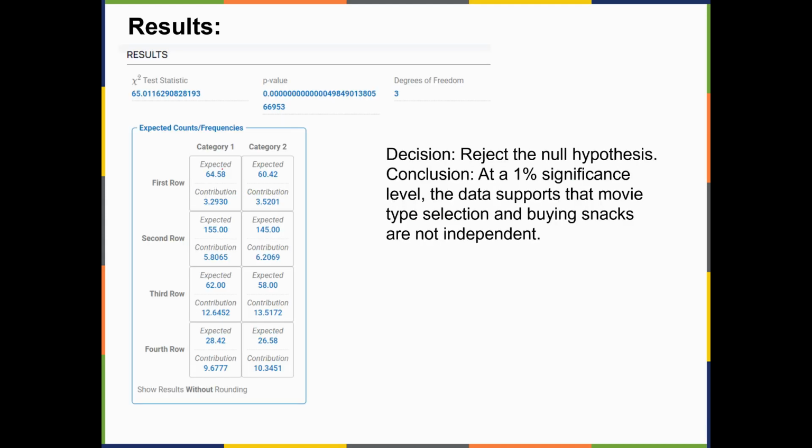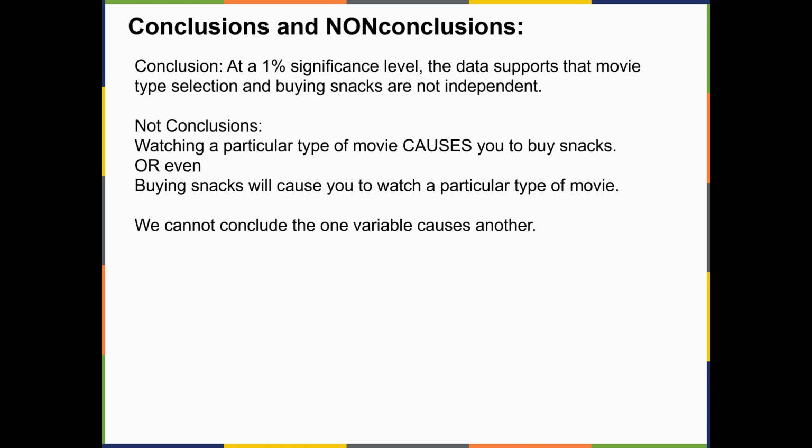And it went through and it computed all the expected values, same thing that we got. Calculated your chi-squared statistic, the same as we got. Basically the same p-value. It computed zeros all the way out there. And 3 degrees of freedom. So again, we reject the null hypothesis. And our conclusion is that at a 1% significance level, the data supports that movie type selection and buying snacks are not independent. So let's talk a little bit before we finish this up about conclusions and not conclusions.